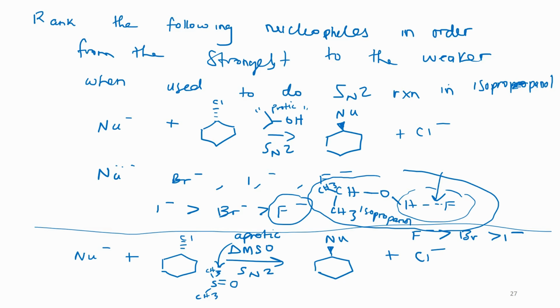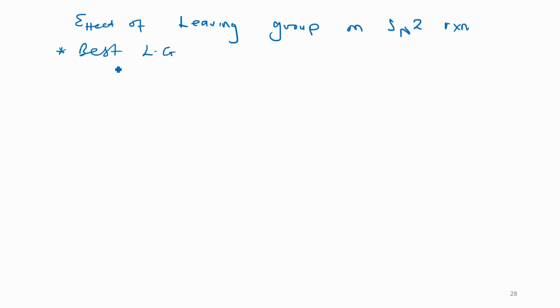Okay, so let's talk about the effect of leaving group on SN2. Now I'm going to take you back to earlier chapters. I think you were tested on this in exam 1. The key point you want to know about the best leaving group is that it must form a weak base, a weak conjugate base, I would say.